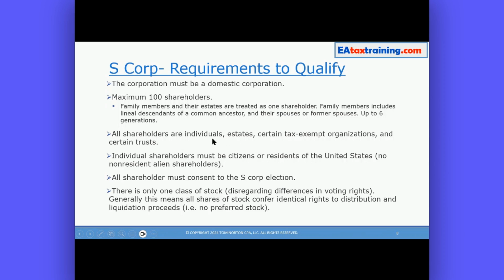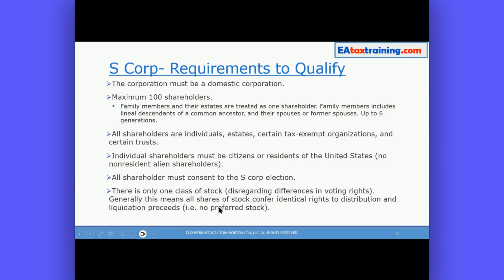So we will get more specific about that here coming up. Individual shareholders must be citizens or residents of the United States, so no non-resident alien shareholders. All shareholders must consent to the S Corp election. So we'll look at the form, the 2553, here in a little bit, and you'll see where all the shareholders have to actually sign the S Corp election. So they do all have to agree to it.